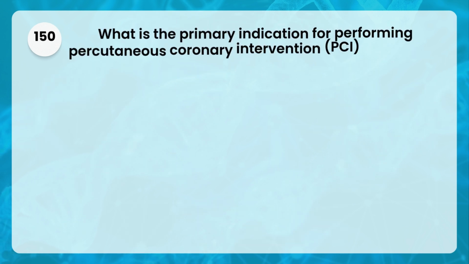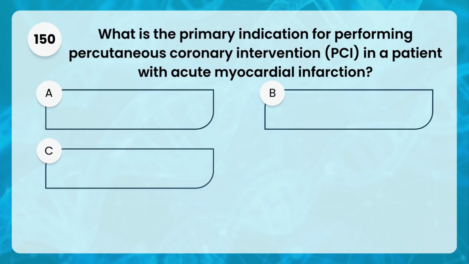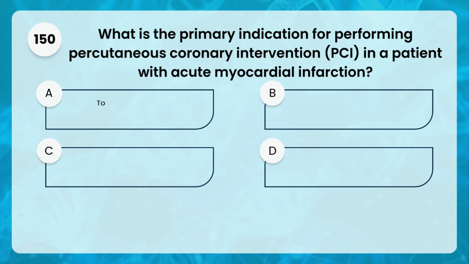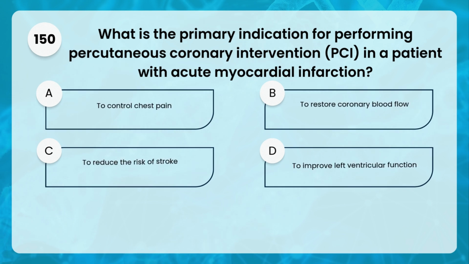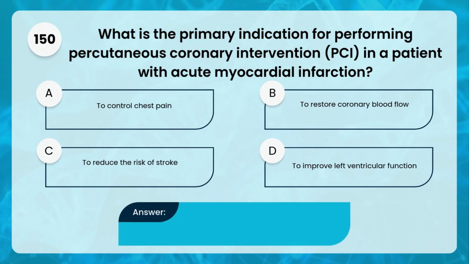Number 150. What is the primary indication for performing percutaneous coronary intervention, PCI, in a patient with acute myocardial infarction? A. To control chest pain. B. To restore coronary blood flow. C. To reduce the risk of stroke. Or D. To improve left ventricular function. The answer is B. To restore coronary blood flow.